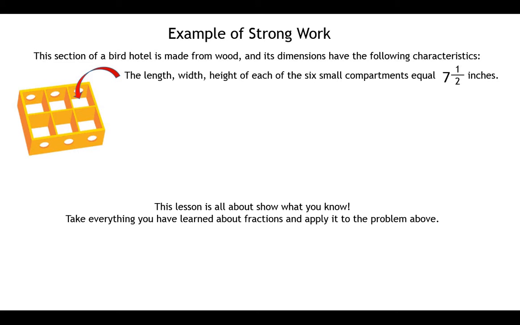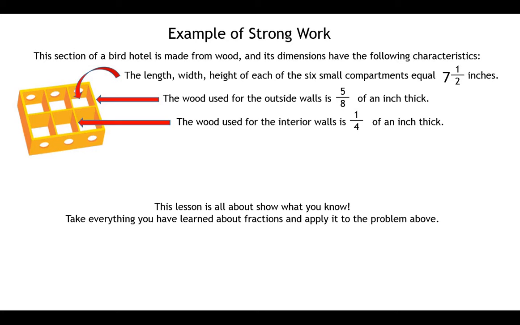The length, width, height of each of the 6 small compartments equal 7 1/2 inches. The wood used for the outside walls is 5/8 of an inch thick. The wood used for the interior walls is 1/4 of an inch thick. What is the length, width, height of the entire piece?